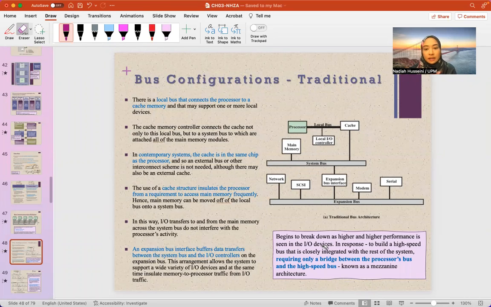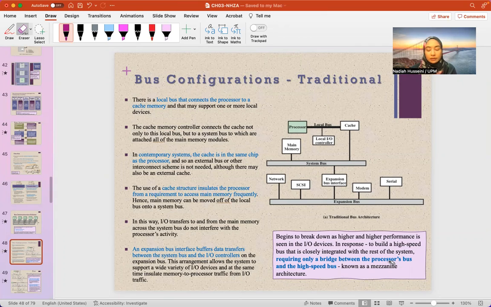So as the data demand increases, we can see that the traditional configuration is not able to support this. So in response, to build a high-speed bus that can cater this, we require only a bridge between the processor's bus and the high-speed bus. So this is a new configuration known as the mezzanine architecture.